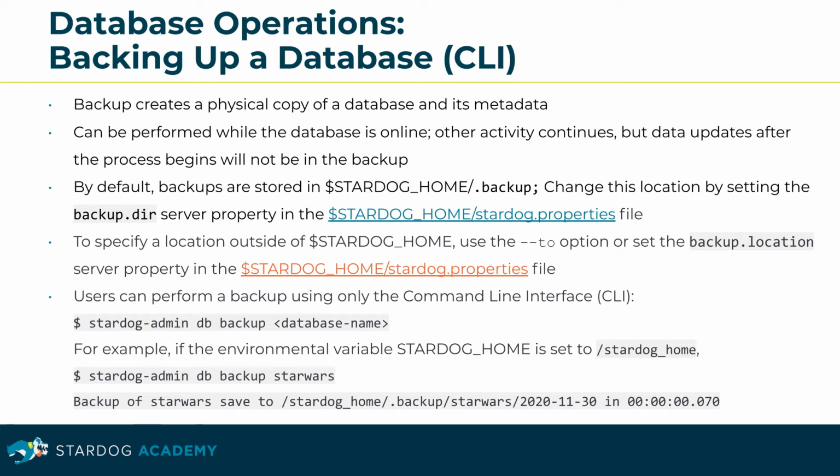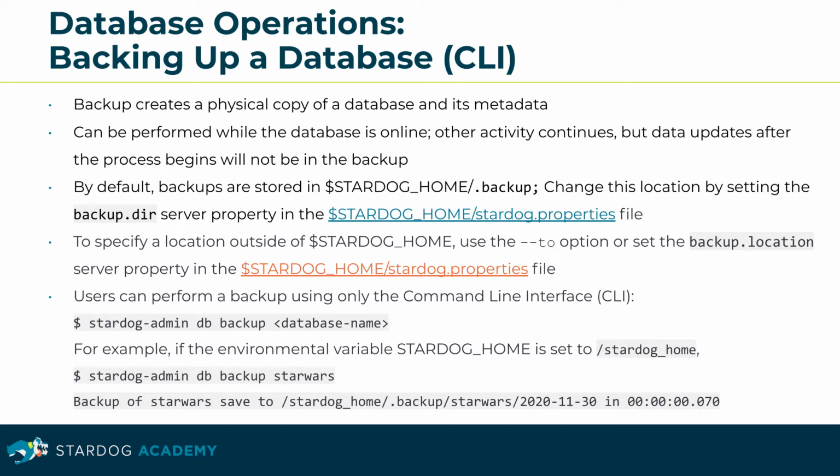The next database operation we will discuss is backing up a database. Backup creates a physical copy of a database and its metadata. A backup can be performed while the database is online. Other activity continues, but data updates after the process begins will not be in the backup. By default, backups are stored in the directory .backup in the Stardog home directory. This location can be changed by setting the backup.dir server property in the stardog.properties file in the Stardog home directory.